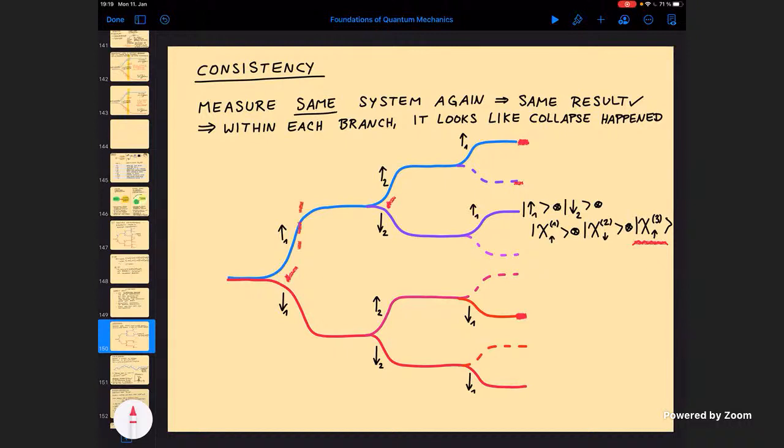If you say, oh, now I want to collapse, and I collapse, say, on up, then you would expect any subsequent measurement should reveal spin up, up, up, up. You should repeat the outcome all the time. And this is really what happens without putting in by hand any collapse. It's just a consequence of the simple Schrödinger evolution. Okay, so that's consistency. That's nice.